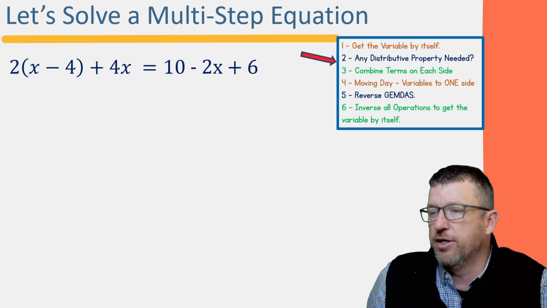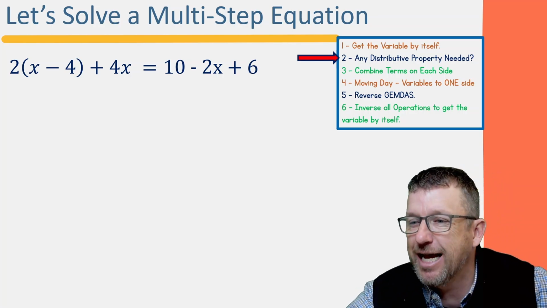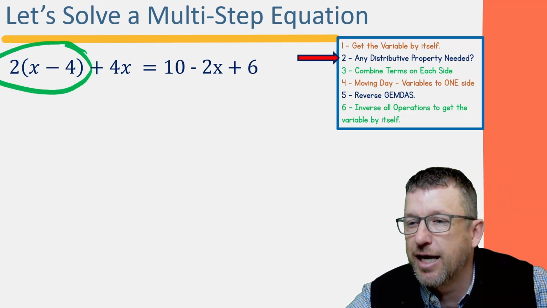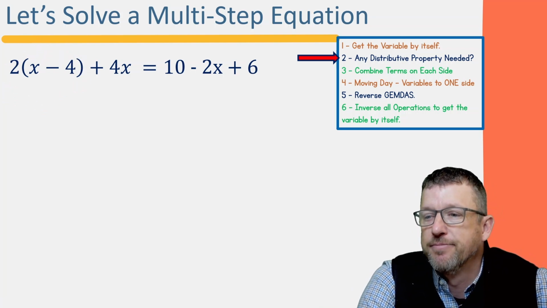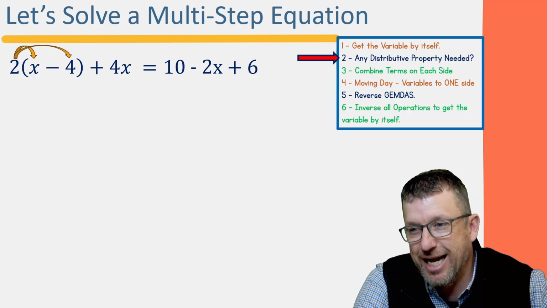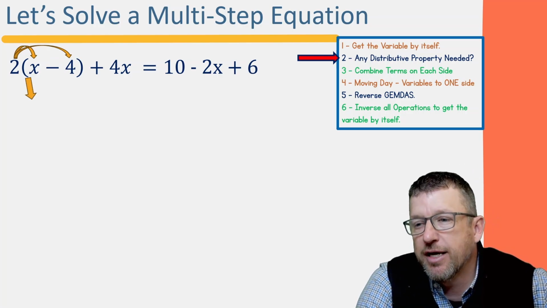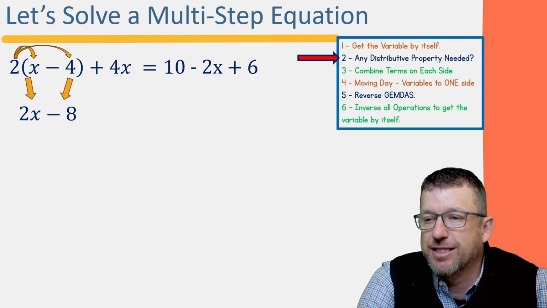Well, what's the first thing we want to do? Distributive property. Do you see anywhere where there's a distributive property needed? Yes, right there, because I have 2 touching a parentheses, which means I'm going to distribute that 2 to everything inside the parentheses. So here's what we're going to do. We take 2 times x, and we take 2 times negative 4. All right, so this is what it gives us. 2 times x is 2x, and 2 times negative 4 gives us negative 8.